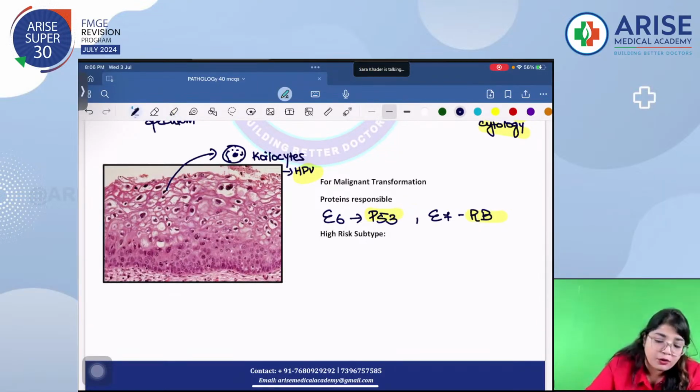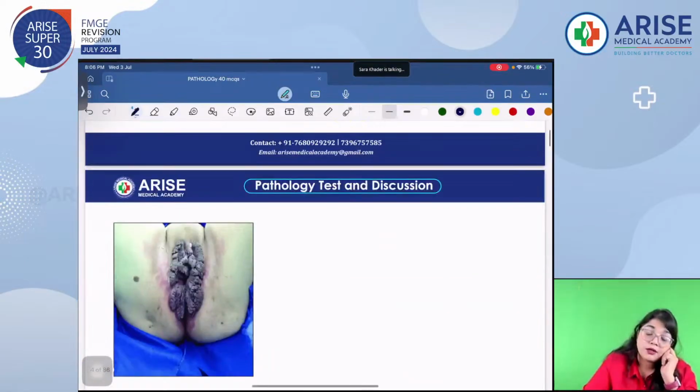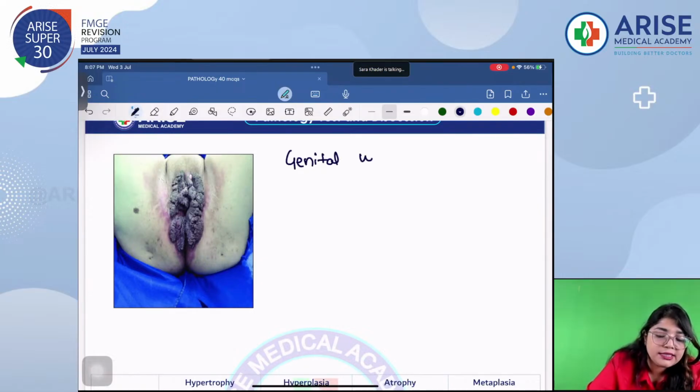So very, very important. Now your high risk subtypes, if you remember, these are your 16 and 18, which are known to cause cancer. Remember, 16 is most common, while 18 is most specific. Remember them. While if you remember, your HPV is also known to cause genital warts, right?